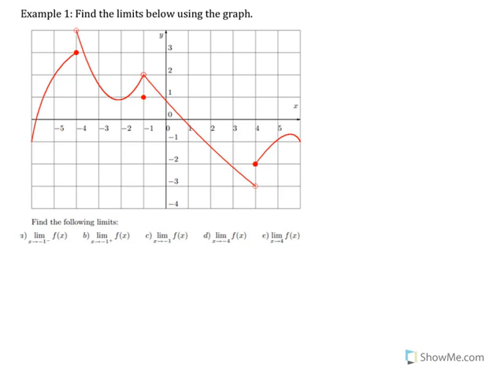What I want to do is I want to first look at this graph and say, okay, there's a lot going on. We have holes in the graph, which means those are open circles. We have jumps in the graph. We have cusp or sharp turning points. So we are going to find the following limits.